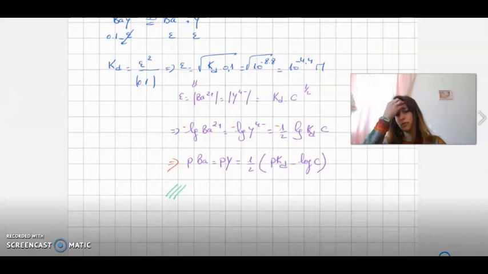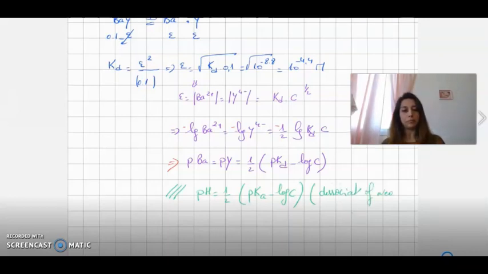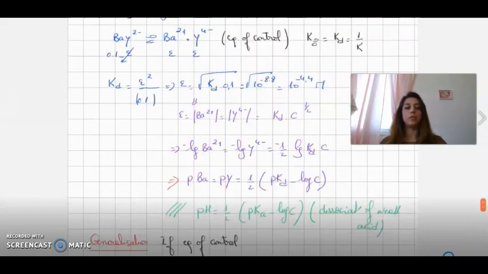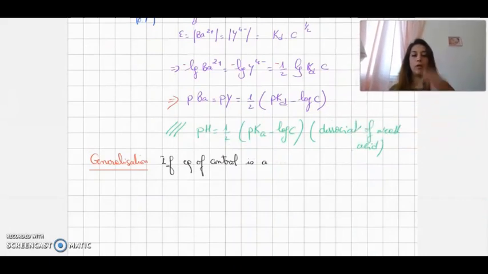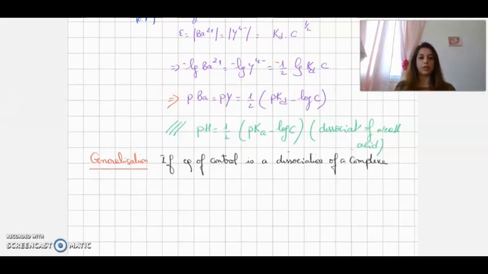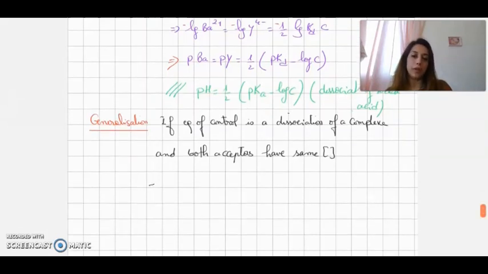What does this formula look like? It's similar to pH, which is equal to half pKa minus log C in the case of dissociation of a weak acid. So if you want to try to generalize from this formula, here the equilibrium of control was the dissociation of a complex, and both acceptors Ba2+ and Y4- have the same concentration.